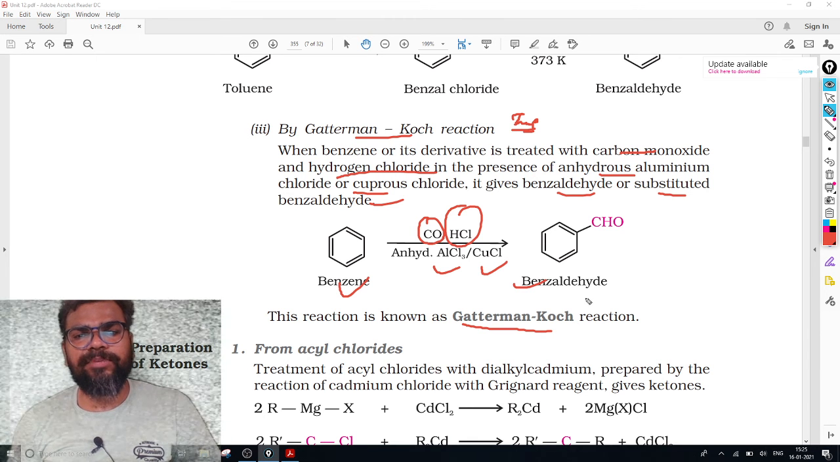That's all. We'll keep it till here. That is 12.2.2, the preparation of aldehydes.